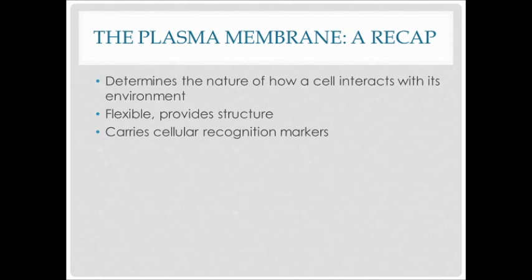So just as a reminder, the plasma membrane is what surrounds the cytoplasm. It's going to determine the nature of how the cell interacts with its environment, because it's selectively permeable and it allows certain things to come into the cell and certain things to leave the cell. It's flexible in some places of the membrane, rigid in others, but the rigidity and flexibility will depend on the type of cell.